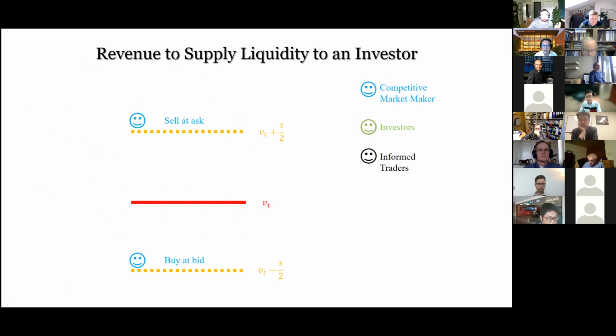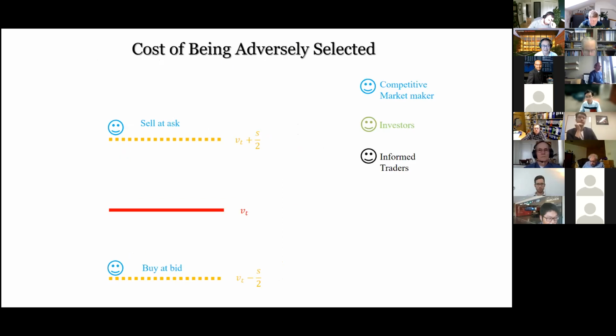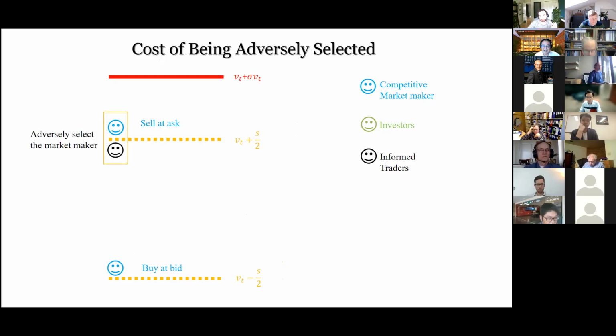Let's say during normal times, an investor arrives. In this case, the competitive market maker makes money. This is a profit from providing liquidity to investors. So the profit is S/2. That's good news. But sometimes the value jumps. Whether it's public news or private news, it's more general in our model, but the solution is the same. Then the informed trader adversely selects the market maker. And that's the loss of being adversely selected.